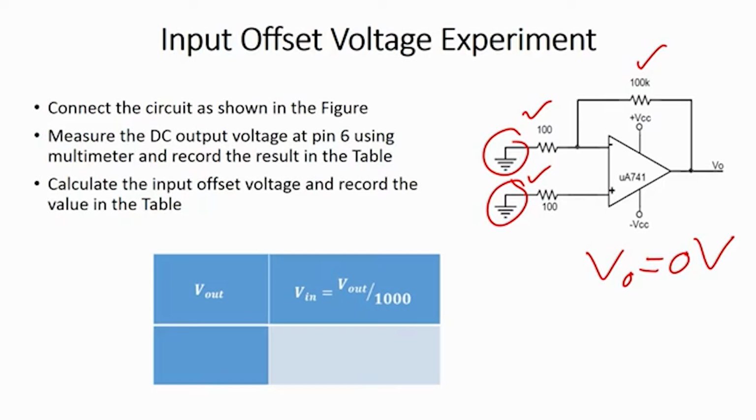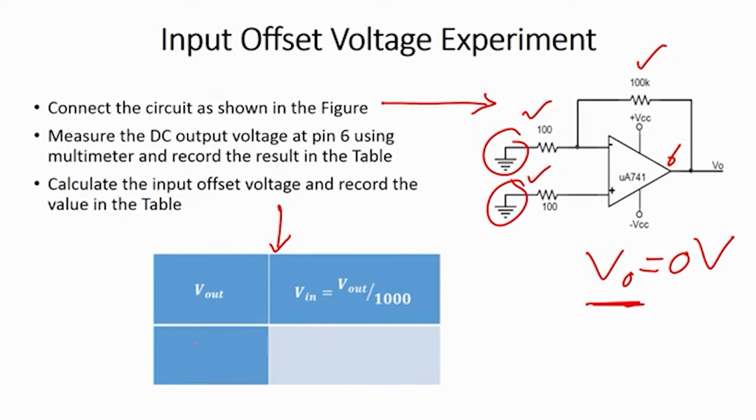So, if you want to understand whether output voltage is 0 or not and how much voltage we have to give at the output, then you have to connect the circuit like this. Connect the circuit as shown in figure, it is very easy, and I am sharing these slides with you, so you can do it anywhere. Now, measure the DC output voltage at pin 6 using a multimeter, and record the result in the table. Calculate input offset voltage and record the value in the table, so easy.